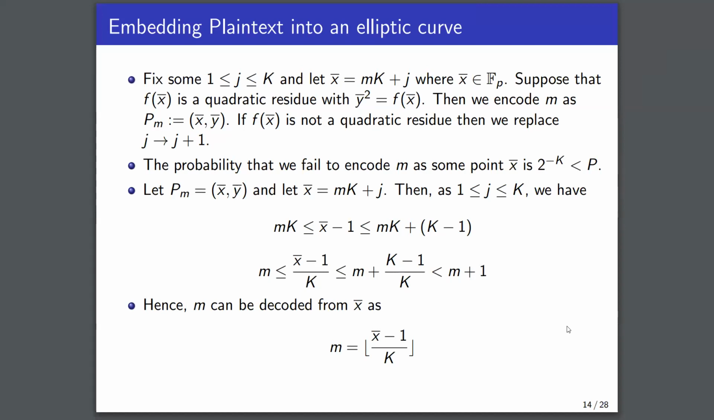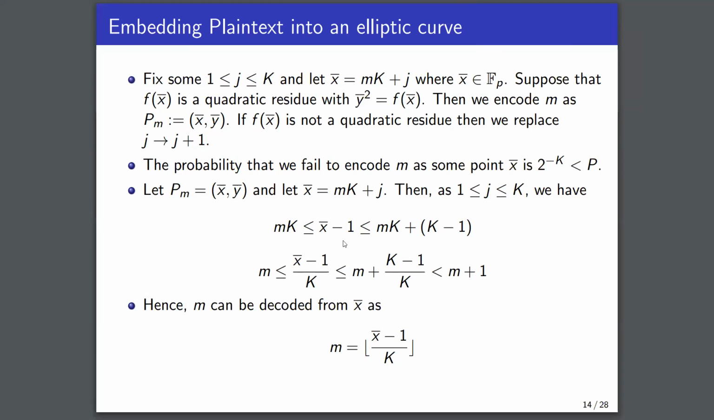Now there could be a chance that this never gives us a quadratic residue. What is the chance of that? There is a probability of half for each integer, and there are k integers, so it is 1 by 2 power k. But we have chosen k in such a way that this will be less than P, where P was the probability of failing. That is why this will give a large success rate. So this is how we encode the small m into P_m, which is x bar comma y bar. Now once we receive this x bar comma y bar, we would like to decode it into our original message m.